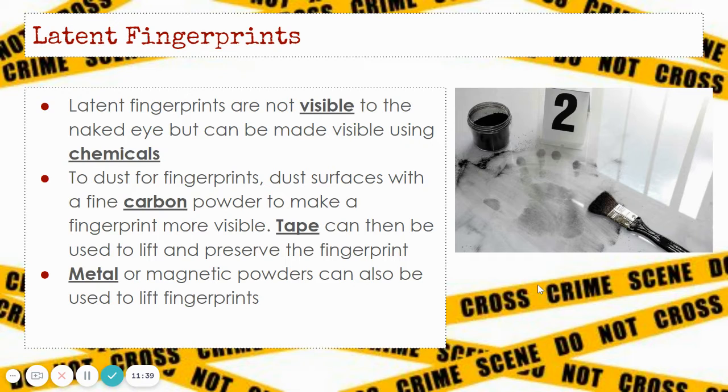So we basically put the tape over the carbon powder and lift that powder to get an exact replica of what that fingerprint was. We can also use metal or magnetic powders to lift fingerprints as well. We will be doing a lab in class with this. It's very messy, but it's a really good way to visualize prints that are left behind by those oils.